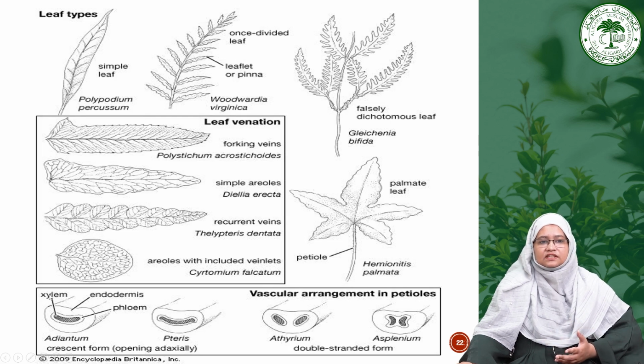Then in this particular image, these are the xylems, the vascular arrangement of the particular leaves. If we see the leaves, they may have a forked vein as in the case of Polystichum, then simple arrows in the case of Dahlia erecta, then recurrent vein in the case of Thelypteris, or arrows with included veinlet in the case of Cyrtomium. So you can see there is a variety. And in the case of a palmate leaf, this is a further dissected leaf. The palmate leaf has the petiole and then is divided into a lobed lamina.